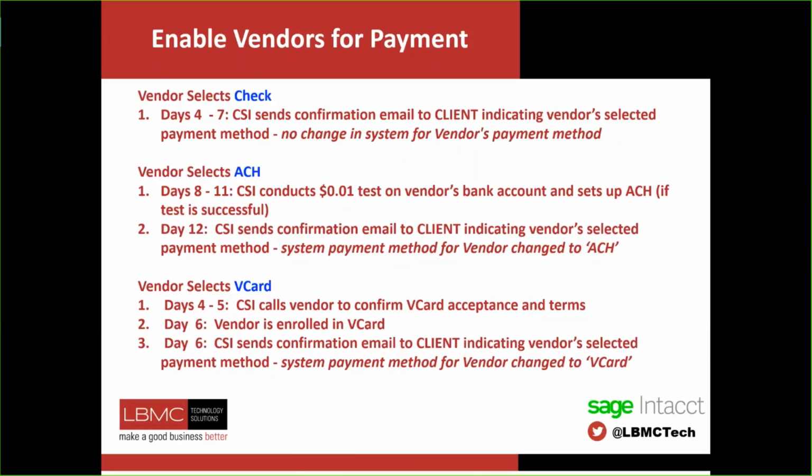And then if vendor does select a V card, CSI is going to call them to confirm. So on that automated link, when they select V card, that'll trigger CSI to make a phone call. Again, why you need to have your vendor's accurate phone and email contact information. When they confirm with the vendor, then that vendor is enrolled in the V card, and CSI sends a confirmation email to you indicating your selected payment method. And so, see, this process can be complete in 5 to 6 days.